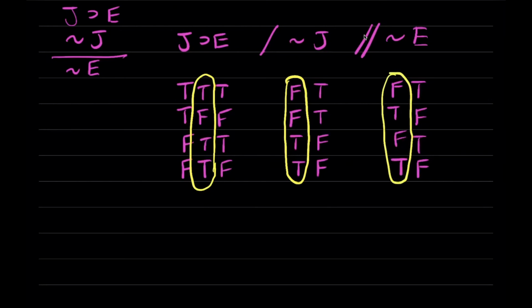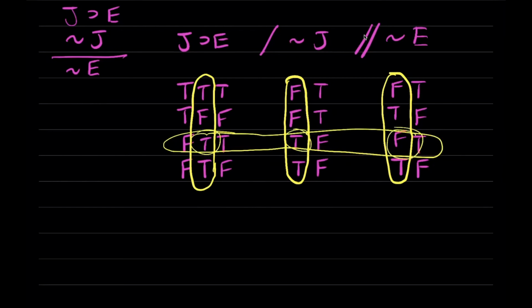Okay, and now what I'm looking for is one row, a horizontal row, where the 2 premises are both true, but the conclusion is false. And I found one right here in the 3rd row. The 2 premises are both true, but the conclusion is false. And that shows that the argument is invalid.